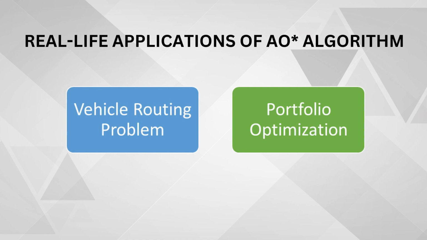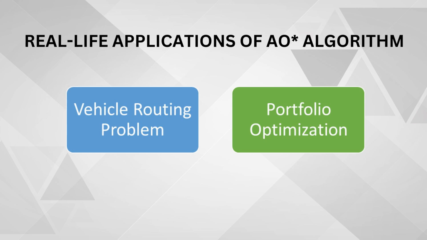Second is portfolio optimization. Portfolio optimization is choosing a set of investments that maximize returns while minimizing risk. The AO star algorithm can be used to find the optimal portfolio that satisfies both objectives, such as maximizing the expected return and minimizing the standard deviation.